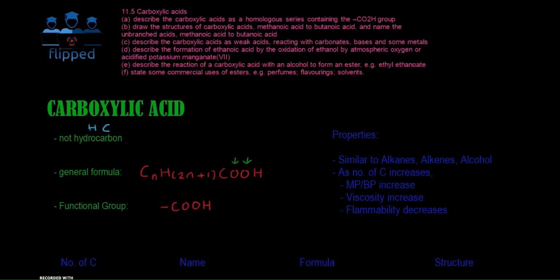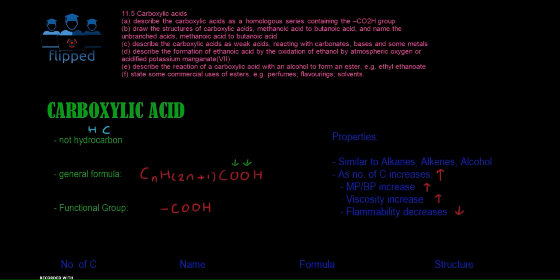So let's move on to the properties portion, which is the same as alkanes, alkenes, and alcohol, because as the number of carbon increases, melting and boiling point will increase as well. Viscosity increases, flammability decreases. This is all covered in our previous videos. You can go check it out. Basically, as number of carbon increases, a molecule becomes bigger, and all these things will happen correspondingly. Let's move on to the naming.